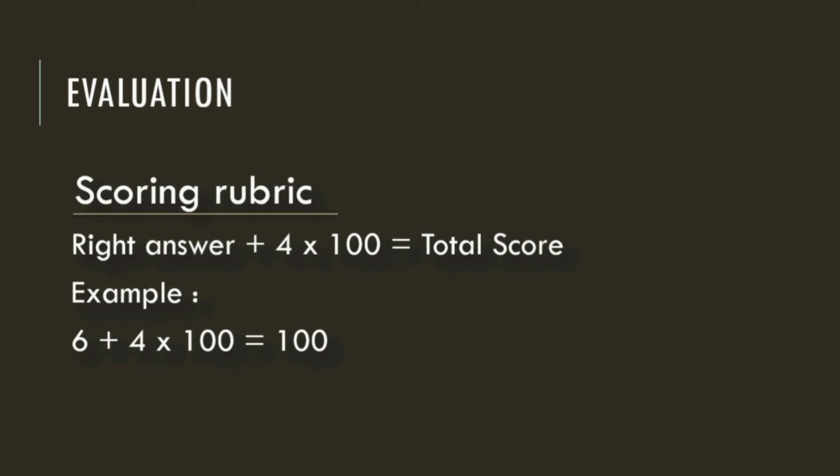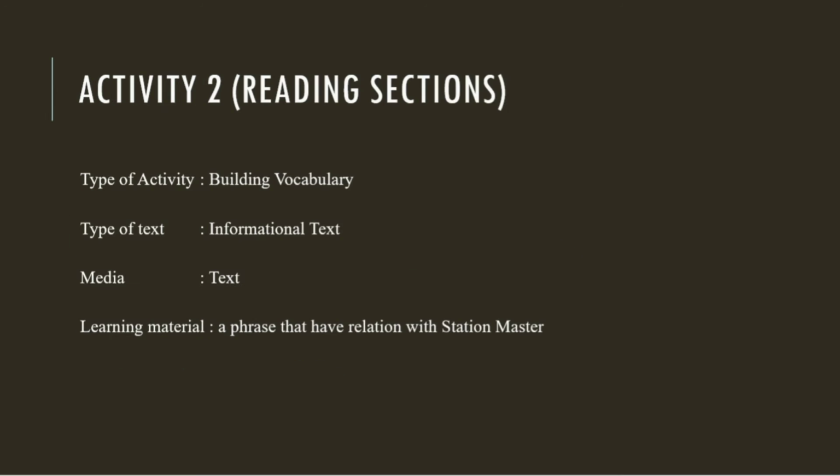And next is the evaluation for activity 1. There is a scoring rubric. The scoring rubric for activity 1 is the right answers plus 4, times 100, is equal to the total score. For example, 6 plus 4 times 100 is equal to 100. It's simple.